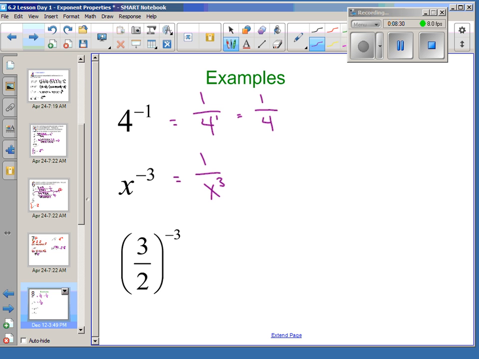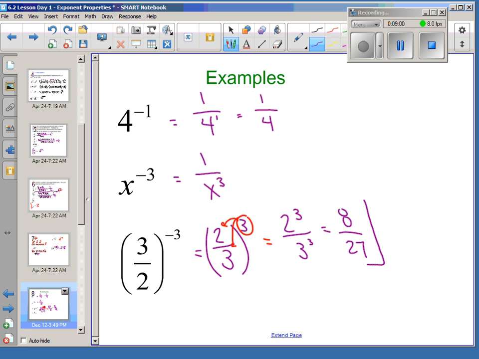And the next one, 3 halves to the negative 3, we have to flip this again. So we get 2/3. And now this is raised to the positive 3 power because that negative flipped our fraction. And now we take our 3 here, and just like when we have two numbers that are multiplied inside of our exponents, we have to distribute that cube to both of them. So we get 2 to the third over 3 to the third. 2 cubed is 8, and 3 cubed is 27. So there's our final answer there.